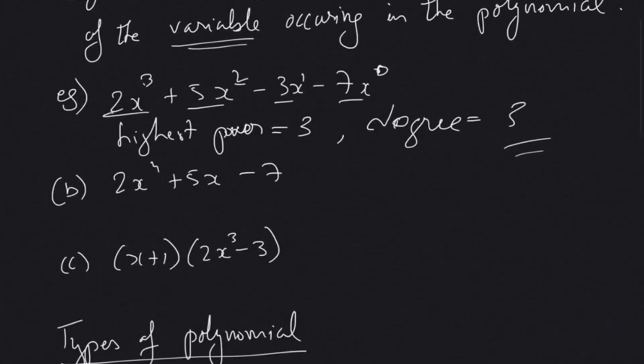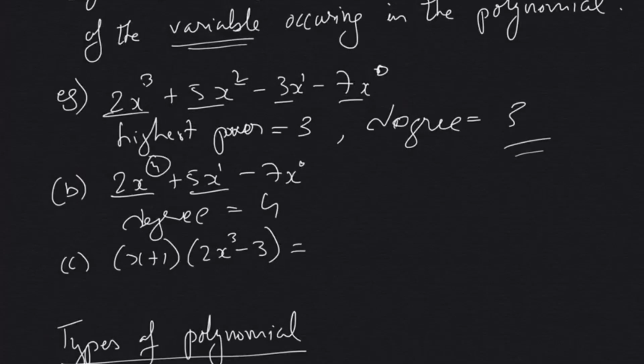Similarly, in the second example, we have 2x power 4 plus 5x minus 7. Here we can see the first term has power 4, the second term power 1, and the third term power 0. Since the highest power is 4, the degree will be 4.